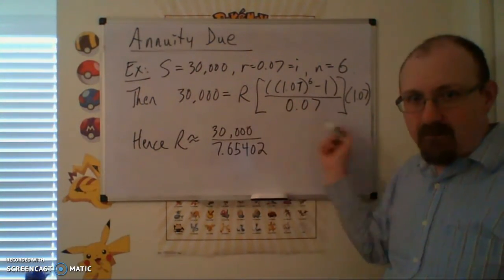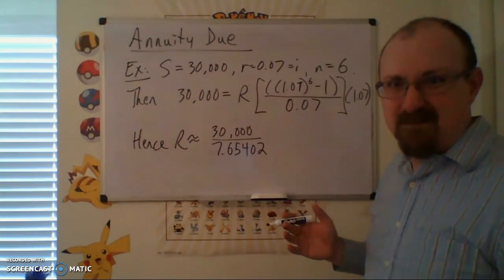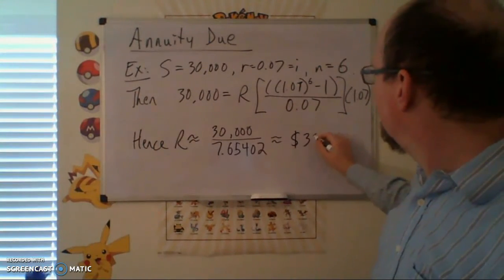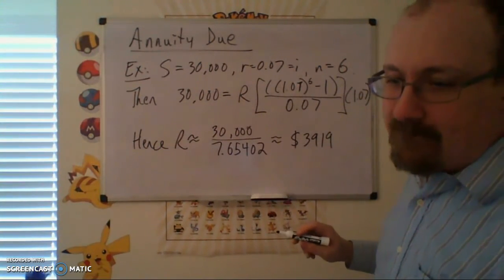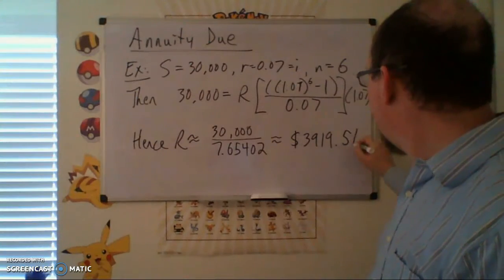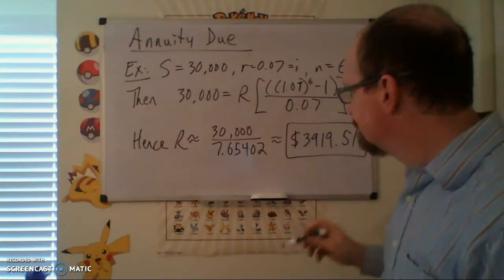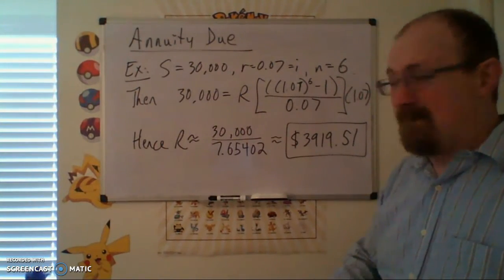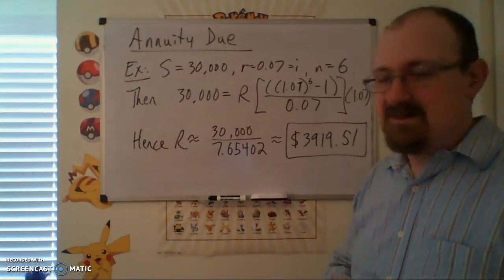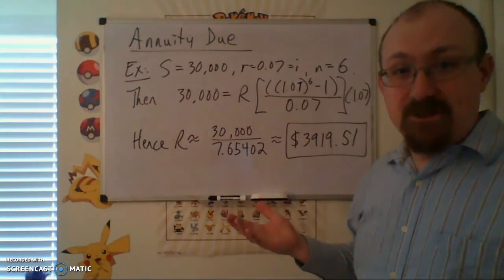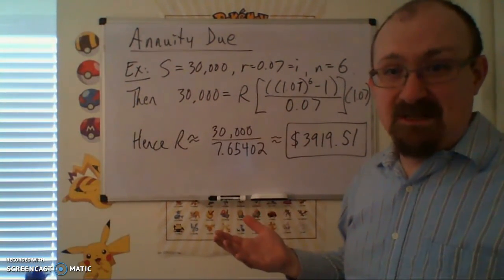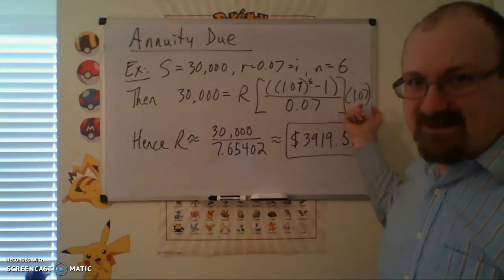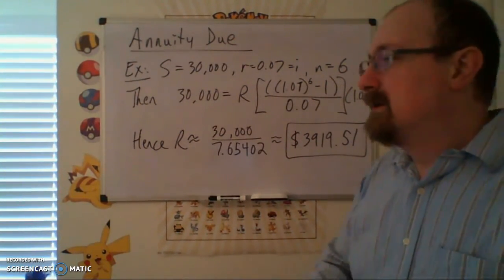I'm just cutting it off there because writing lots of stuff on the board is a pain. The calculator had it all in there, and I come up with my regular payments of $3,919.51. Again, this is on an annual scale, so that's a big number, but you're making once a year investments. So, all right, that's annuities due. That's essentially the difference from what we were doing previously with ordinary annuities: this extra round of interest and this extra 1 plus I sitting at the end of the formula.